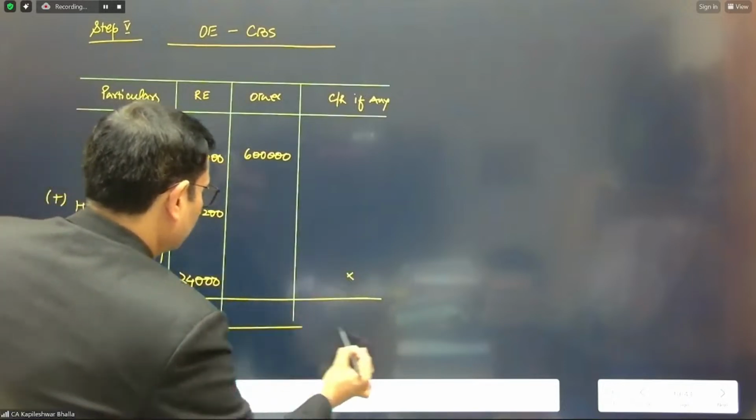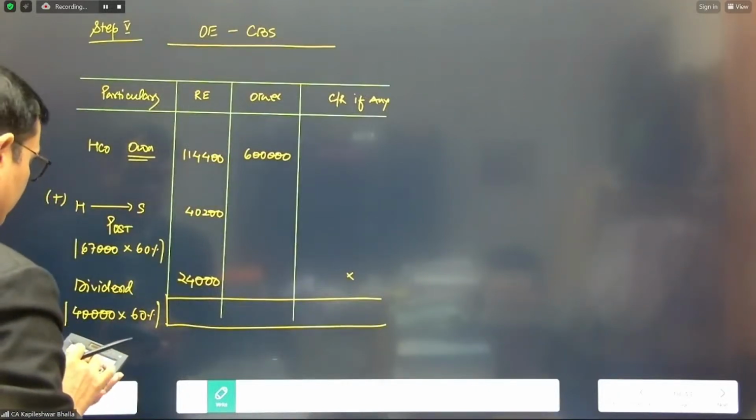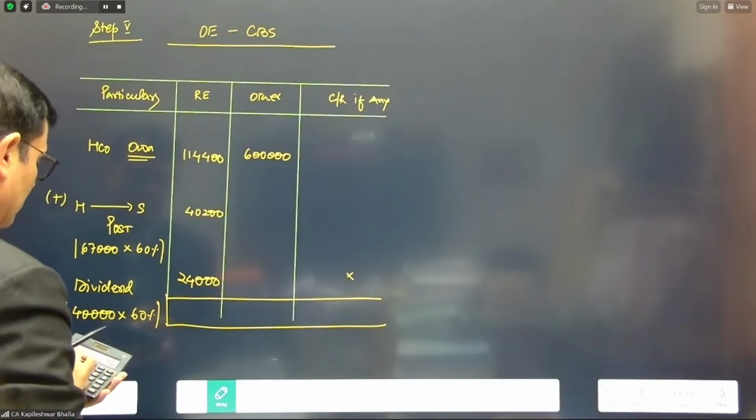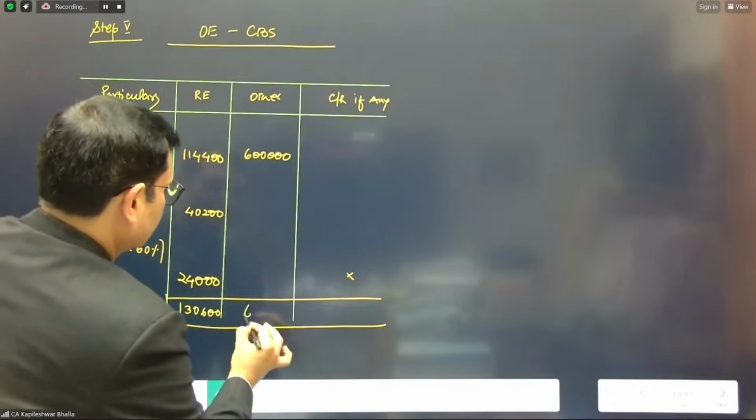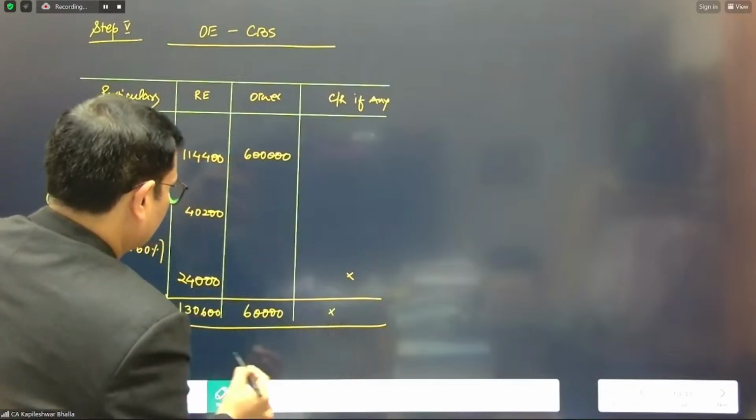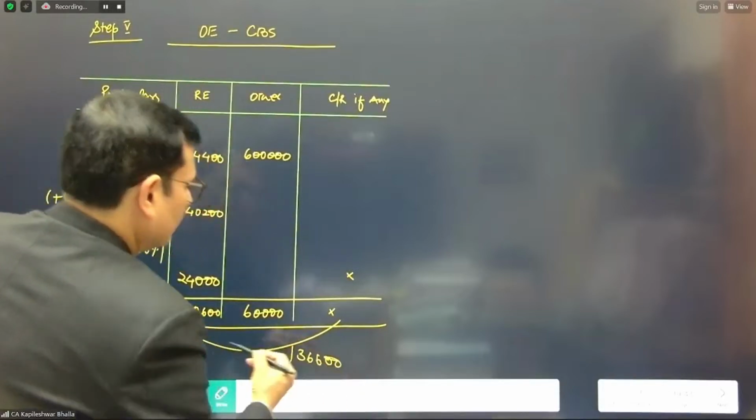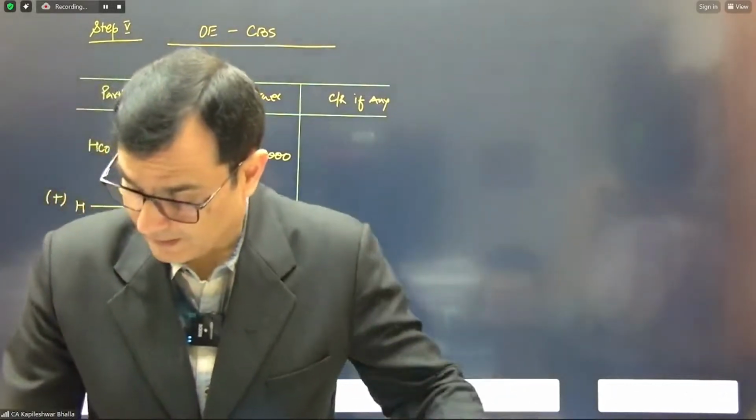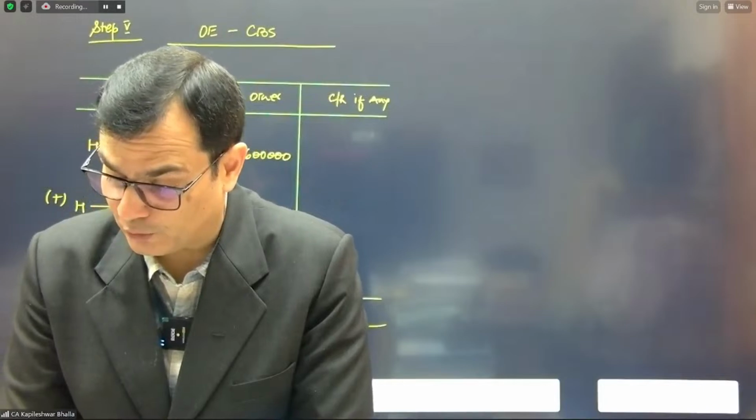We can now straightforward get the total. So 1,14,400 plus 40,200 minus 24. This comes to 130,600. And this is 60,000. And this is nil. So let's get the total as well. This is 136,600 is the other equity in terms of totality. Okay, so far so good. So now with this inputs, we can go on further.